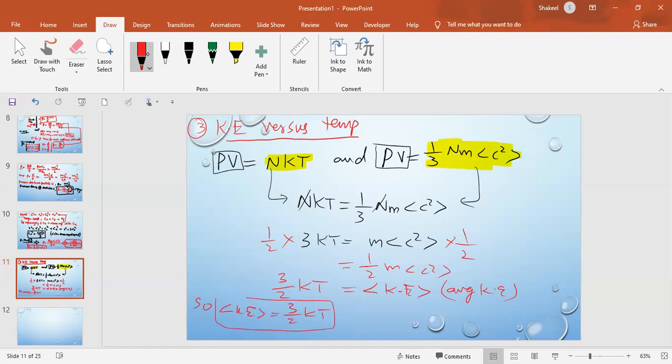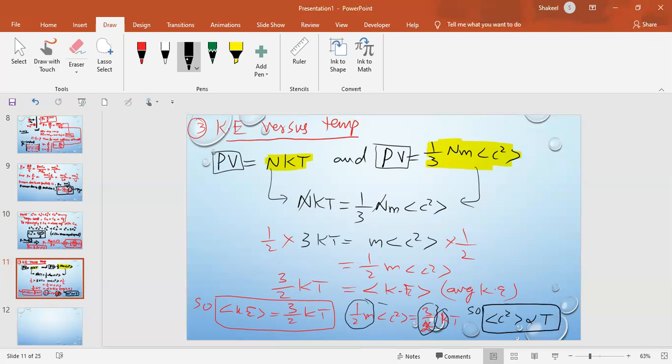This is the derivation. For kinetic energy, it is 1 by 2 mc square equals 3 by 2 kT. Over here, we can see that 1 by 2 m is constant, and 3 by 2 and k are also constant. So we can say that mean square speed is proportional to temperature. Our temperature is proportional to the mean square speed of the gas particles.